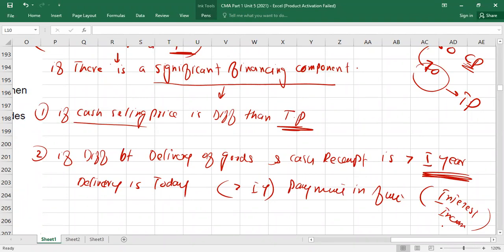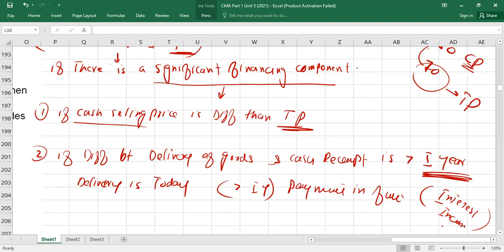Because you are going to make me the payment after 3 years, what should I charge? I should charge interest from you. From the seller's point of view, it is going to be interest income, because you are going to pay interest. There is a financing benefit for you. Understood or not? So for you, it will be interest expense. But we are talking about the seller's point of view. For him, it will be an interest income.